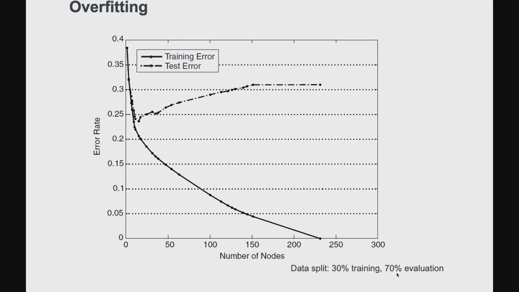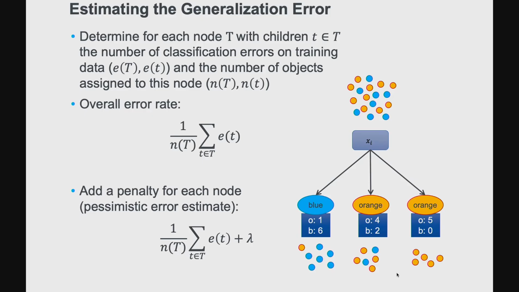So what we did is that we grew the tree further and further and further, adapted our tree to the particularities of our data samples, but it did not lead to a good model that would give us good predictive power. How can we fight this? We can try to estimate the generalization error.